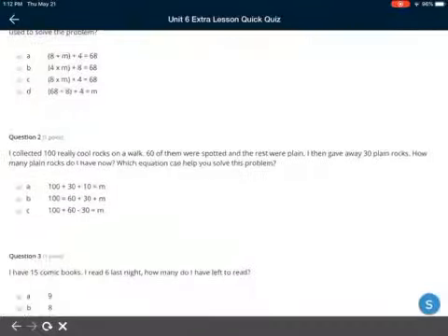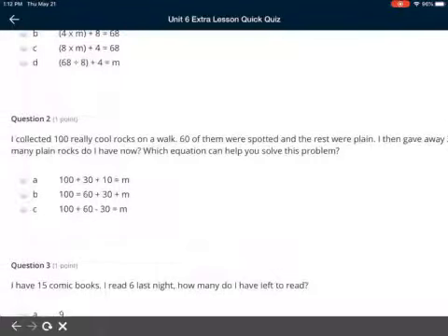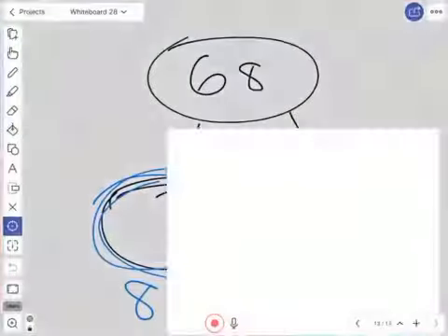Number 2, I collected 100 really cool rocks on a walk. 60 of them were spotted. The rest were plain. I then gave away 30 plain rocks. How many plain rocks do I have now? Which equation can help you solve this problem? Okay, well, I do know that 100 is my total. So that's going to help me on this part. And again, a math mountain is going to really help me on this one.